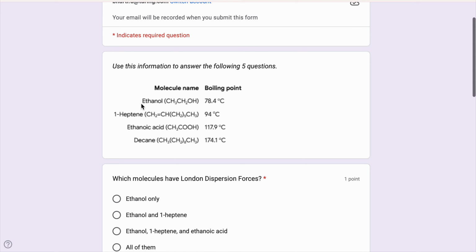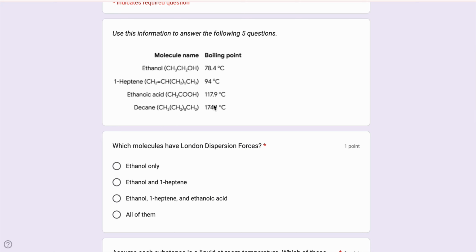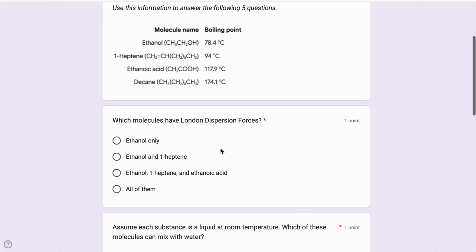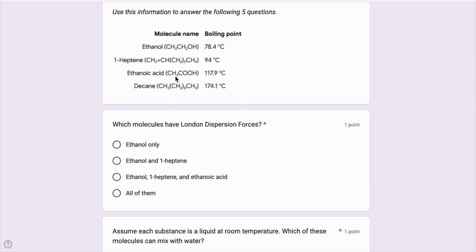Molecule name, boiling point. Ethanol has 78.4 degrees Celsius. 1-heptene has 94 degrees Celsius. Ethanoic acid has 117.9 degrees Celsius. Decane has 174.1 degrees Celsius. Which molecules have London dispersion forces? I have no idea about this, but maybe it is ethanol.